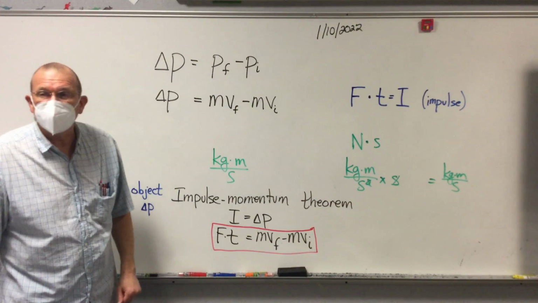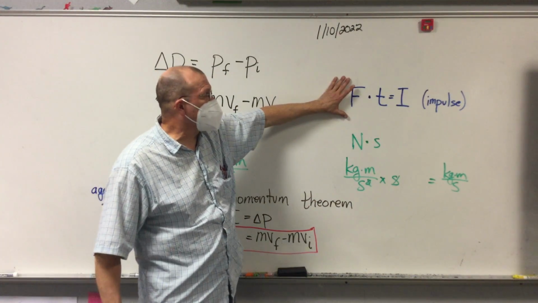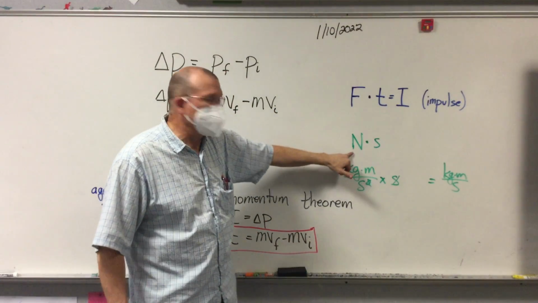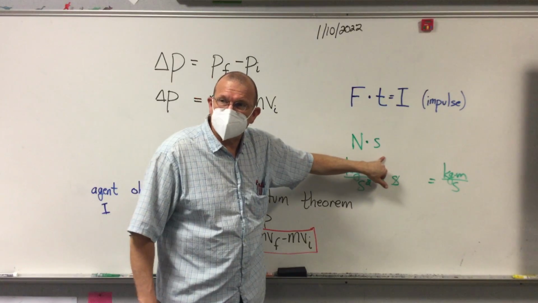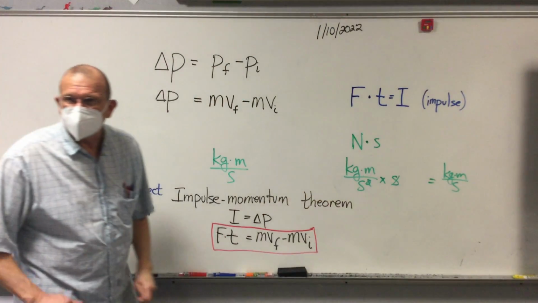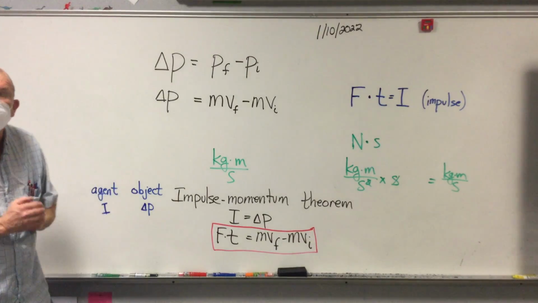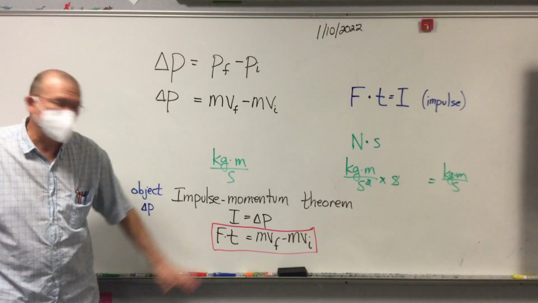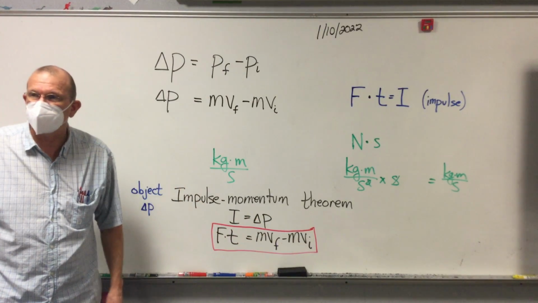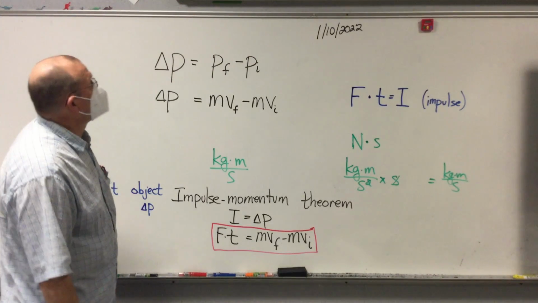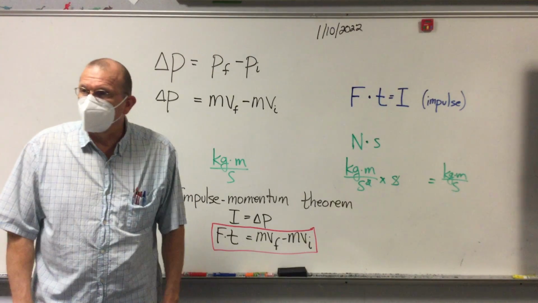But because the equation for impulse is based on a force times the time, we usually use Newton seconds to talk about impulse. The thing you have to remember is that from a dimensional analysis perspective, it is the same thing as momentum, and that's why we can set these two things equal to each other. Okay. Anybody have any questions?